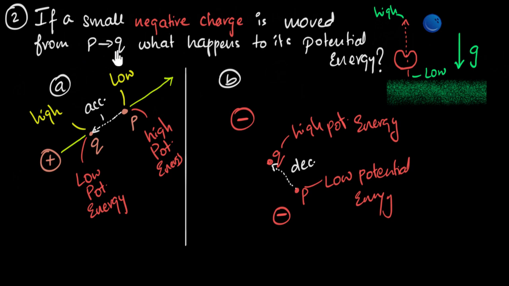And so what's the answer? What happens to its potential energy as it goes from here to here? It increases this time. It increases. And again, just like before, if I asked you what happens to the electric potential as you go from here to here, then you have to think from a positive charge's perspective, because positive is our standard. Then it'll be the other way around.